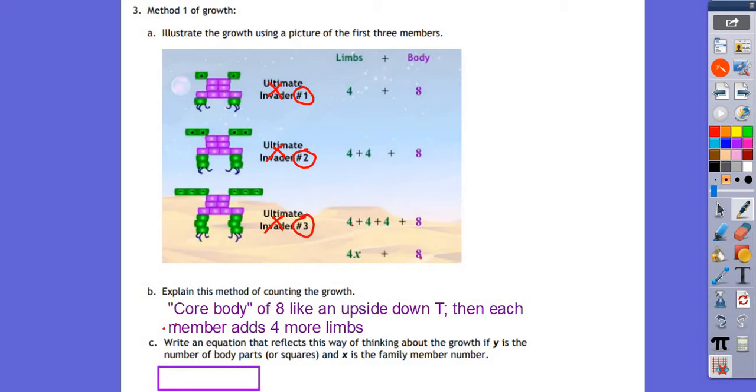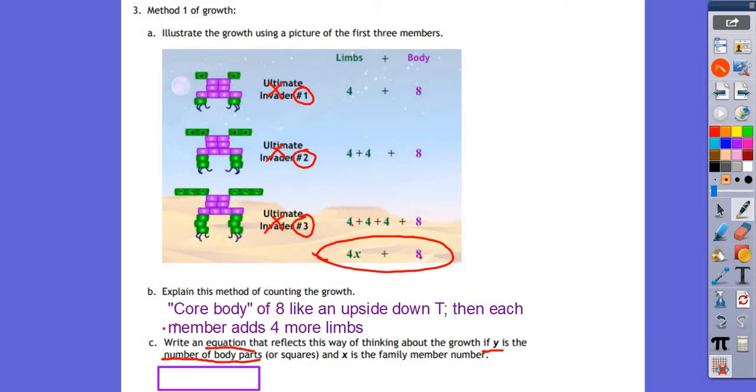Well, right now, all I have is an expression. Why is that an expression? Expressions do not have the answer or equal sign. So right now I have an expression. C asks for an equation. What does an equation need? An equal sign. Well, it needs to equal to something. It needs to equal to the total number of body parts. But it doesn't have a total number of body parts.